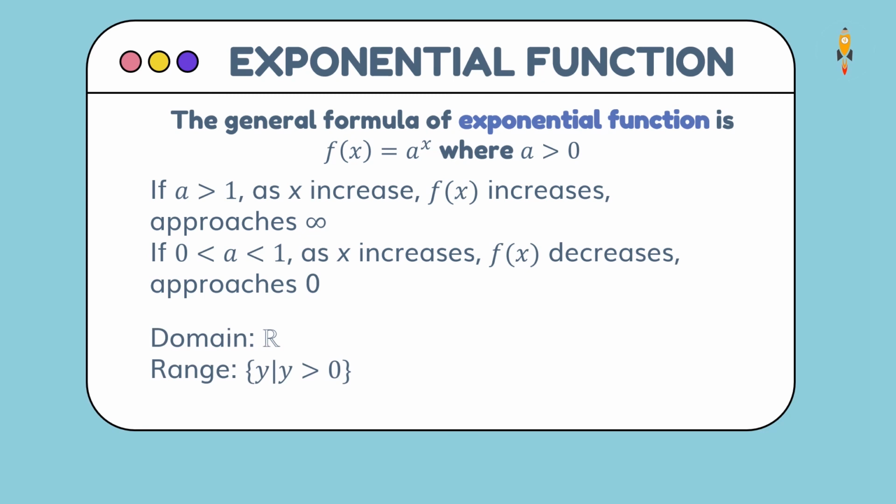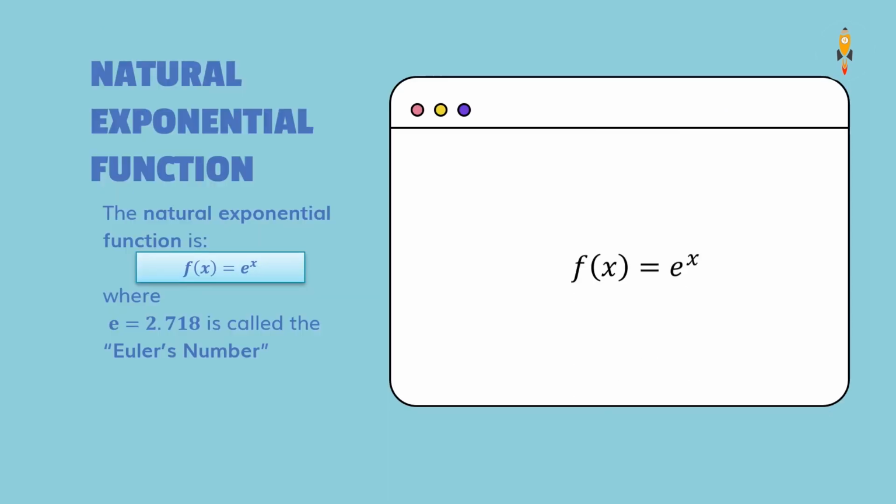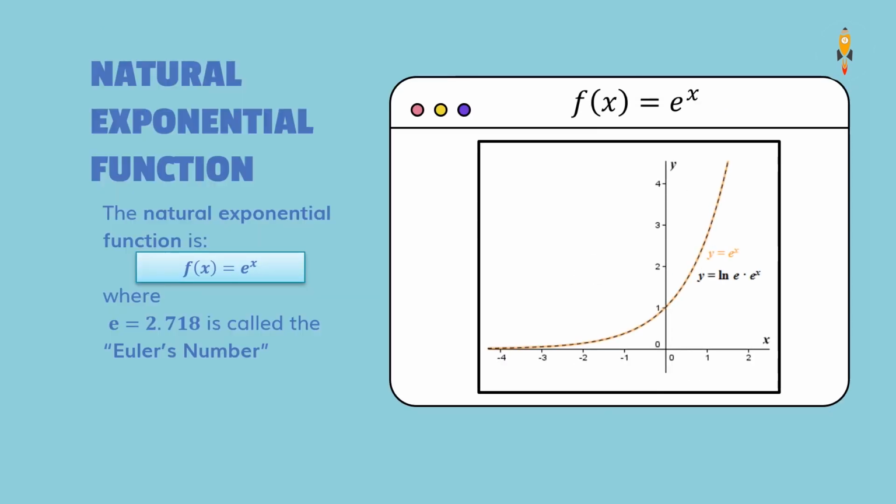What is the natural exponential function? The natural exponential function is an exponential function with base e. It's in the form f of x is equal to e raised to x, where e is equal to 2.718 and so on. It is called the Euler's number. This is the graph of the natural exponential function f of x is equal to e raised to x.